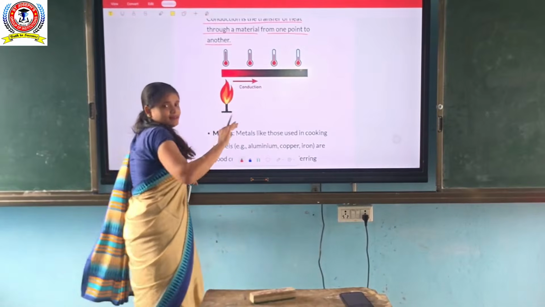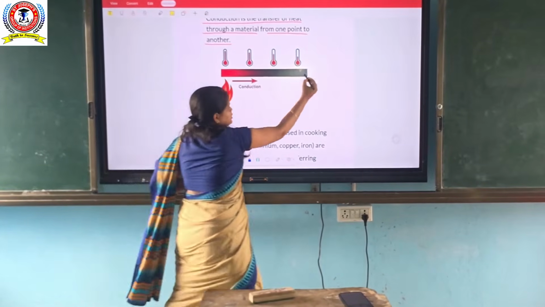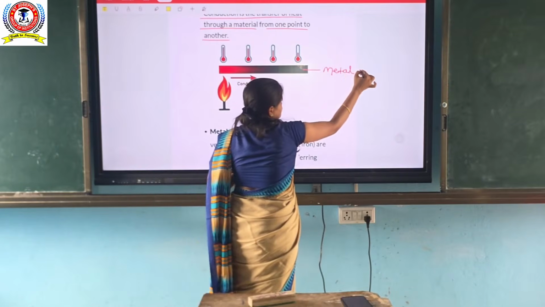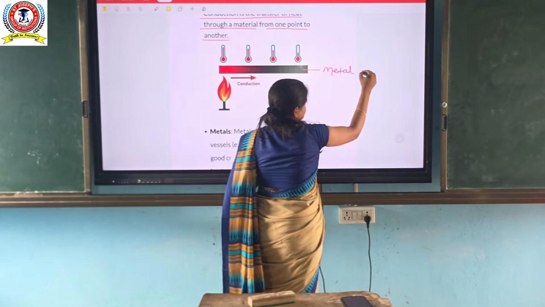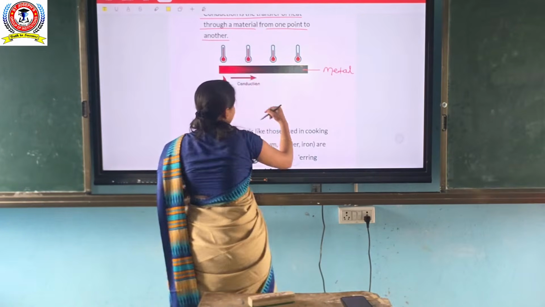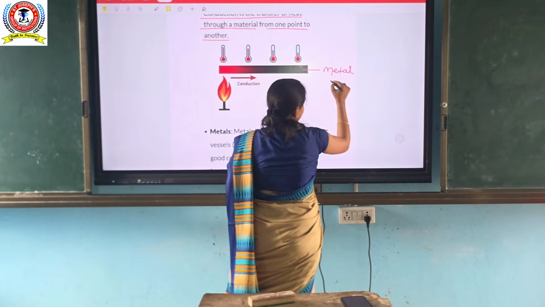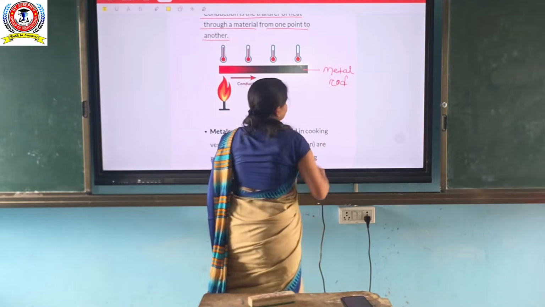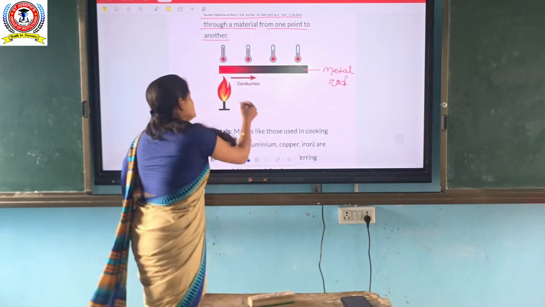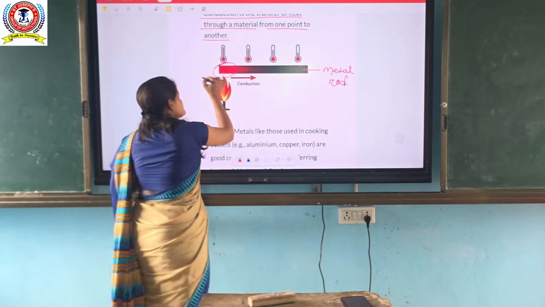Here I just burn a candle, and here is the metal rod. Any metal, this one is a metal rod. When I start to heat it, the heat in this one is the starting point.